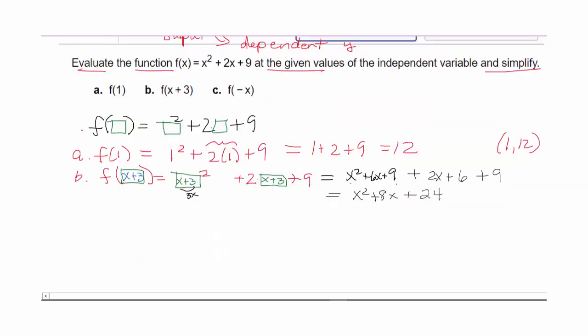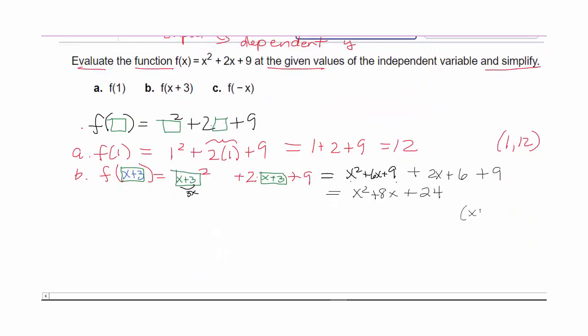So what is that telling us? That's telling us anytime we plug in a quantity of the form x plus 3, the output, the corresponding y coordinate, would be x squared plus 8x plus 24. Okay, but all you need to put into MyMathLab is the answer here. Okay, part C.